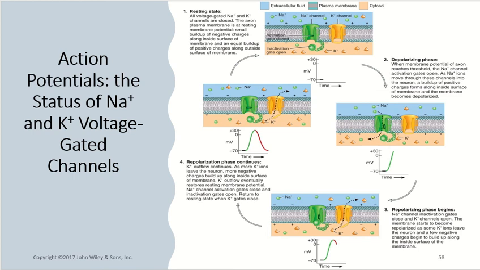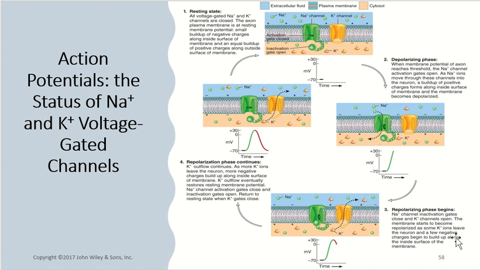All right, so in our second step, we're going to enter our depolarizing phase, which you can see here. During this phase, the membrane potential of an axon is going to reach threshold. The sodium channels are going to open, and as sodium ions move through these channels into the neuron, a buildup of positive charges is going to form along the inside surface of that membrane, and the membrane is going to become depolarized. So you can see that here in the graph. With the influx of positively charged sodium ions, our membrane potential is becoming less negative, reaching 0, and then becoming positive. It's depolarizing with the influx of these sodium ions.